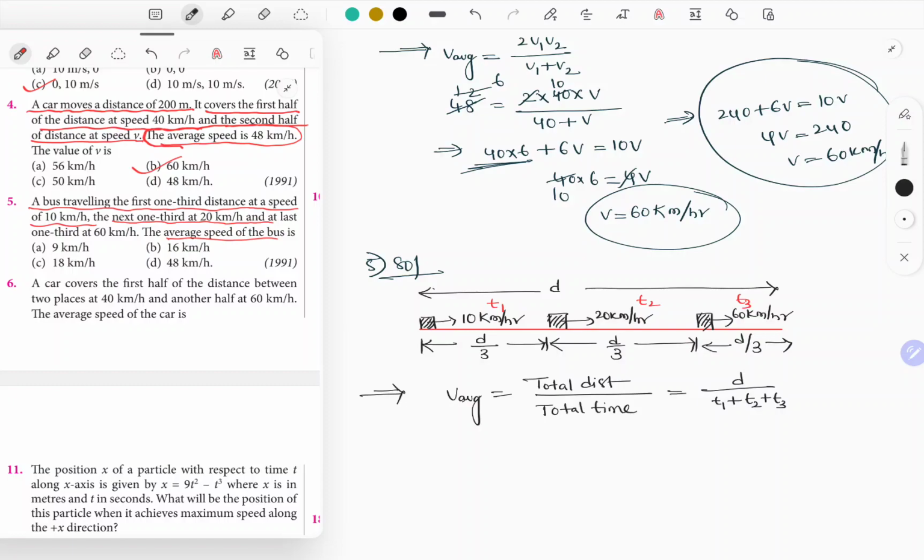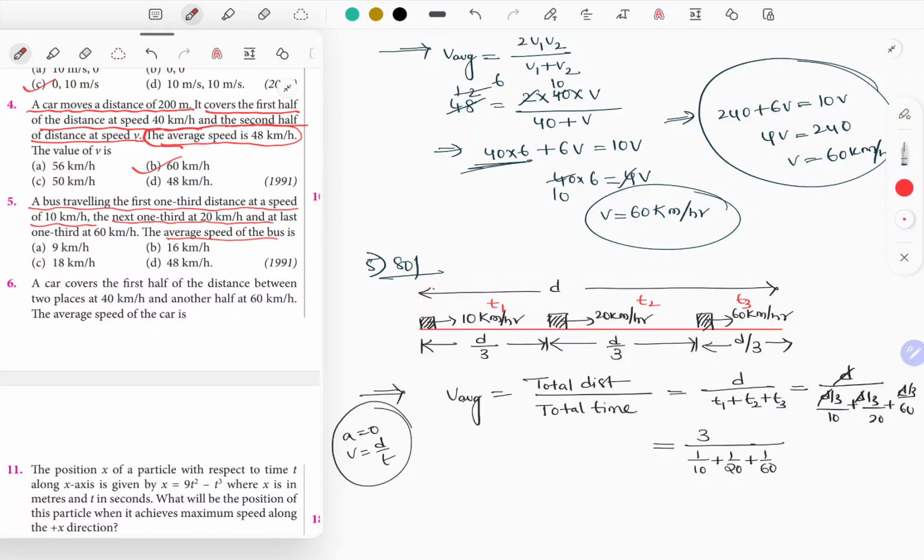As they haven't given any information about acceleration and the object is moving with a constant speed in each particular duration, we have only one formula. If acceleration is equal to 0, then V is equal to d by t. Just remember, this is the formula we are going to use. So here it is d by first 1/3, d by 3 by 10, next 1/3, d by 3 by 20, next 1/3, d by 3 divided by 60. d will get cancelled out and 3 goes to the numerator. So the final answer is going to be 3 divided by 1 by 10 plus 1 by 20 plus 1 by 60. Here also you have to find the LCM and then answer.